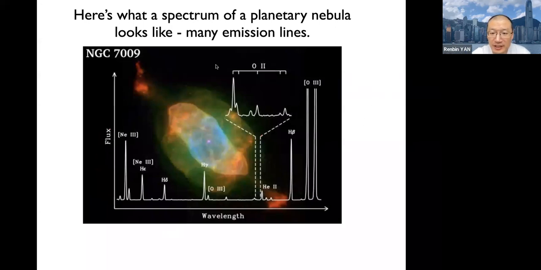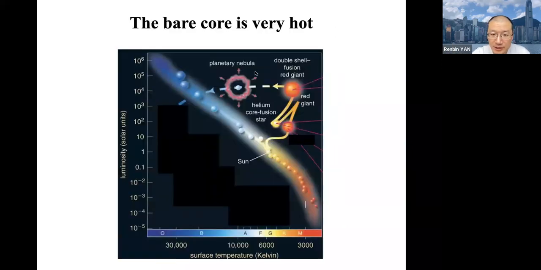Here is what a spectrum of a planetary nebula would look like. It has many emission lines produced by the gas in the nebula. The gas is heated by the central star through radiation, so that it pumps some electrons to higher energy levels. And when those electrons come back to lower levels, they produce emission lines at certain wavelengths.